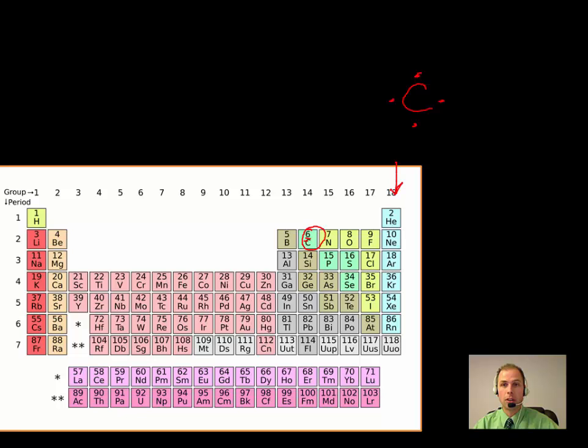These are our noble gases that are noble because they're happy. Look at that. They've got a little smiley face. They've got 8 outer electrons. And carbon. Look at carbon. It's sad. Look at that. It wants more. How can it get more?